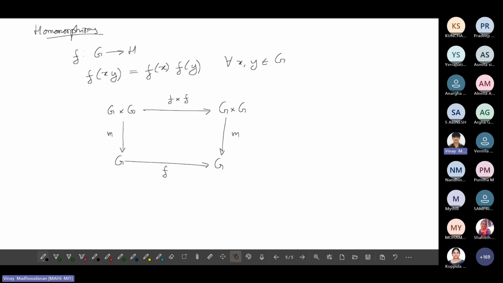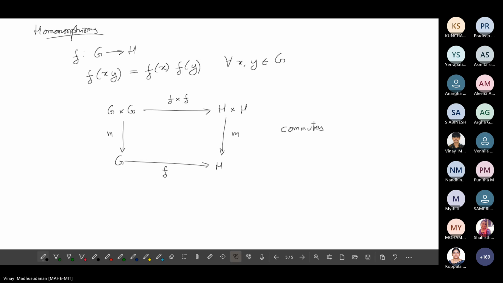Sorry, correct. This is G cross G, this is H cross H. This is H. Thank you. So I claim that if f is a function from G to H such that this commutes, then f is a homomorphism, and vice versa. If f is a homomorphism, then this commutes. So commutativity of this diagram is equivalent to the statement that f is a homomorphism.